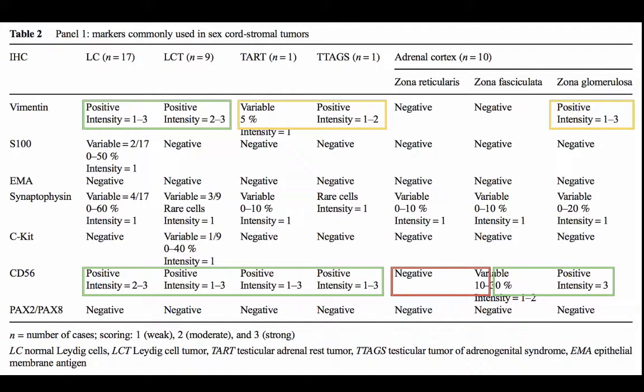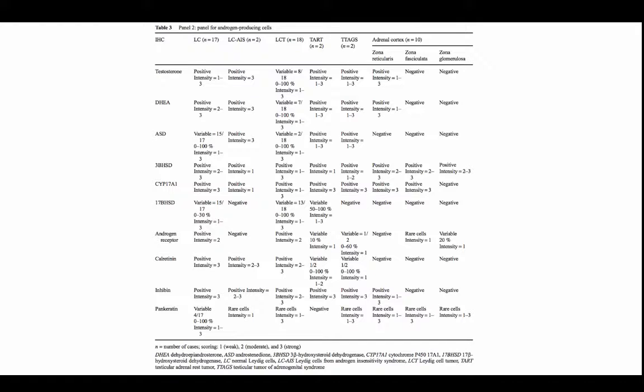CD56, which is one of the markers that's usually used to distinguish adrenal-like tumors from Leydig cell tumors, was positive in all of them, so it wasn't that helpful. And it was positive in the superficial zona glomerulosa, the zona glomerulosa and the superficial zona fasciculata of the adrenal cortex, but not in the deeper layers. The rest of these stains were pretty erratic and not that helpful.